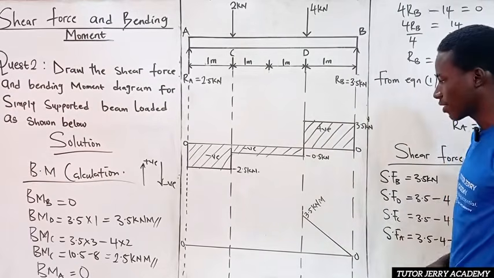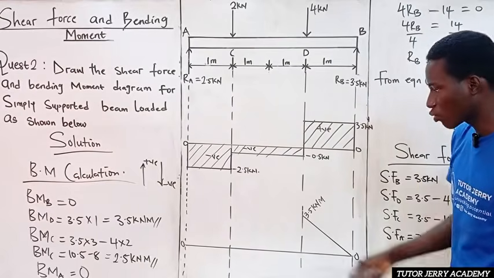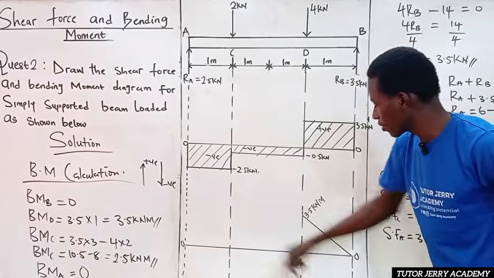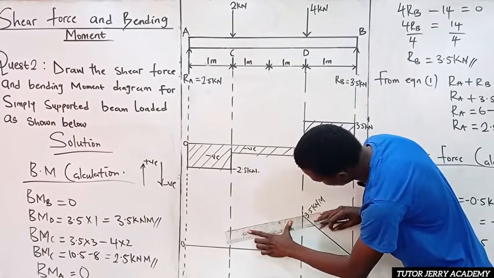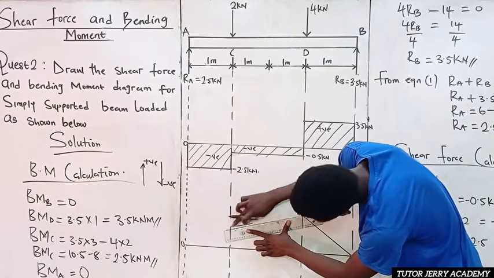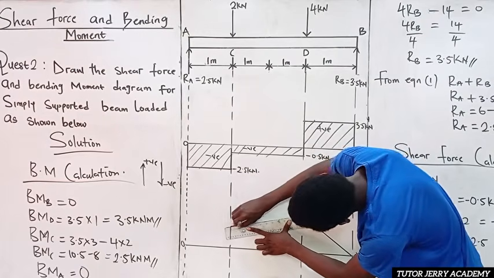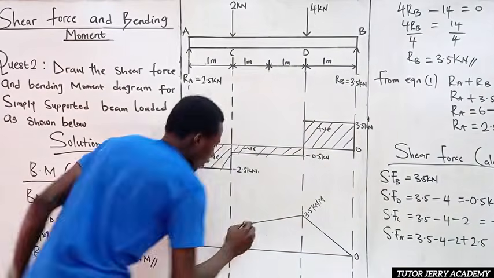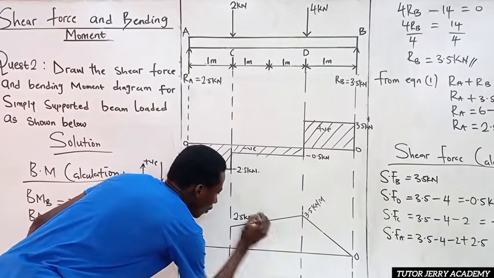Next, we have our bending moment at C, which is 2.5 kilonewton meter. So we are going to be going downward. Let's take this point as our 2.5 kilonewton meter.